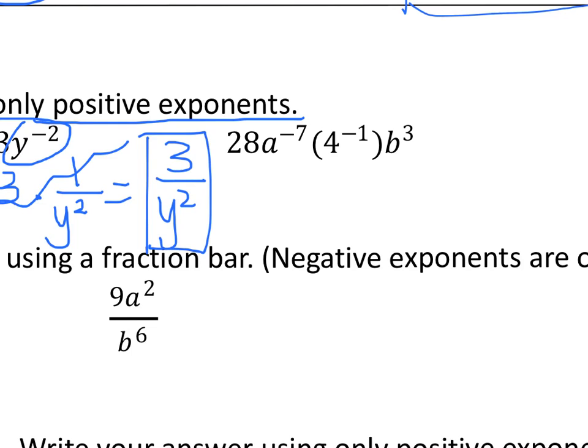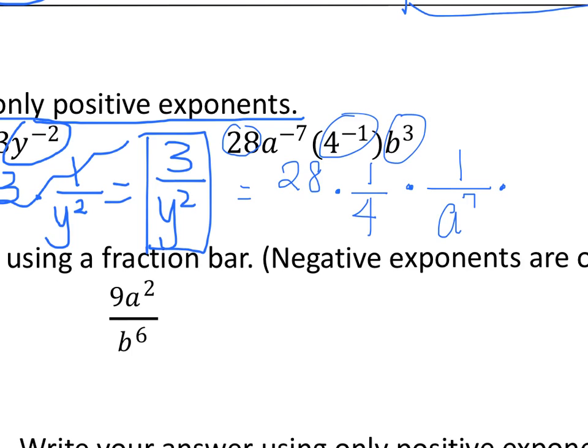28 and 4 to the negative 1 power. Okay. So I'm going to first take care of my numbers. 28 times 1 over 4. Okay. Times, I'm going to deal with my variables. I got to move a to the negative 7 to the bottom so I can make the negative 7 a positive 7. And I'm going to keep b to the 3rd power in the numerator. Okay, now I'm going to multiply everything together.